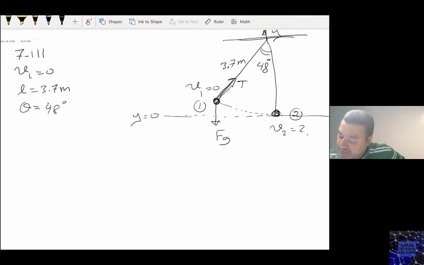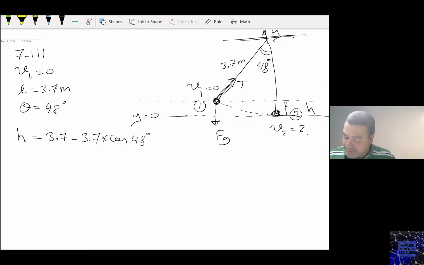If we use the conservation of energy, we can calculate the height here. So we know this height is 3.7 minus this, which is 3.7 cosine 48. So this height is 1.22 meters. I will need this one in my calculation for the potential energy at point 1.